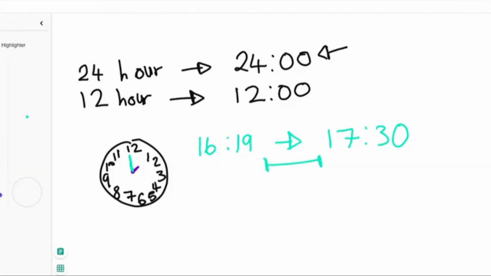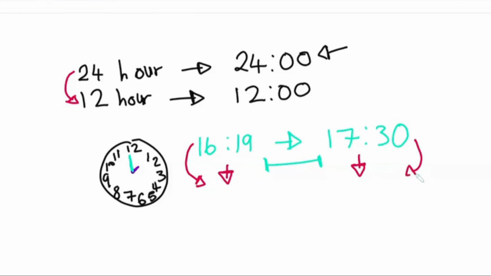Now, firstly, we need to do something first. The first thing we need to do is write both of these times as a 12-hour time, as if we're reading a 12-hour clock. So as in our previous video, we're going to transfer both of these 24-hour times to 12 hours first. That's the first thing we're going to do.